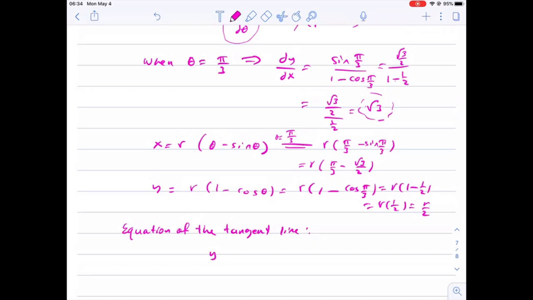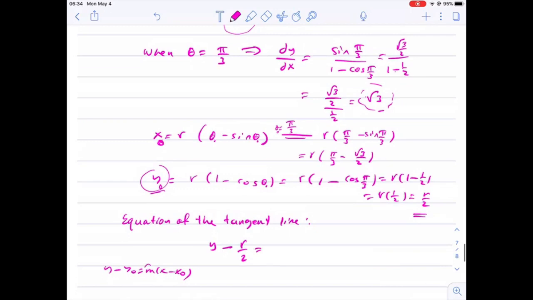The equation of the tangent line is y minus y naught. y naught can be considered as y, which is r over 2, so we can call this y naught. This is x naught, and this is theta naught. So for a specific theta, let's write it as theta naught. Now this is y minus r over 2, because this is y naught, equals, because you remember y minus y naught equals m times x minus x naught.